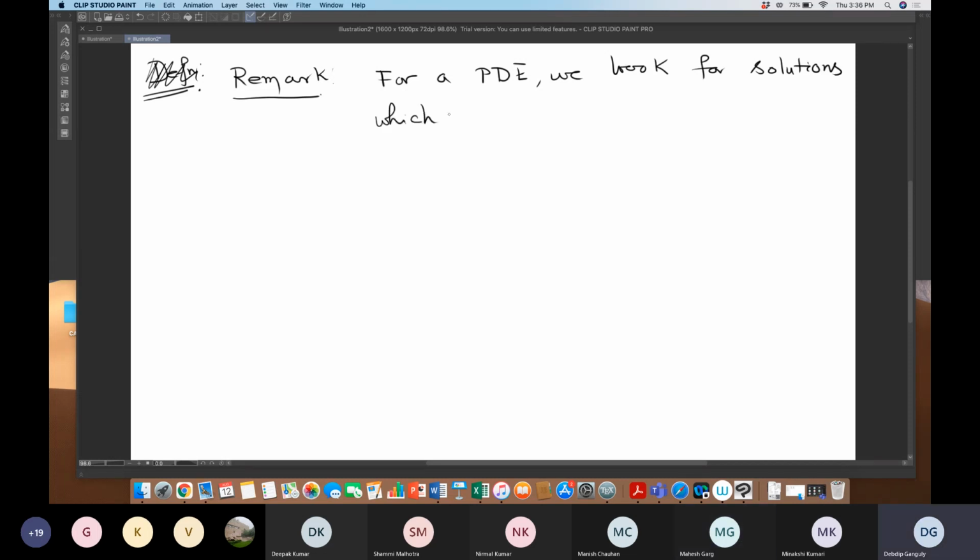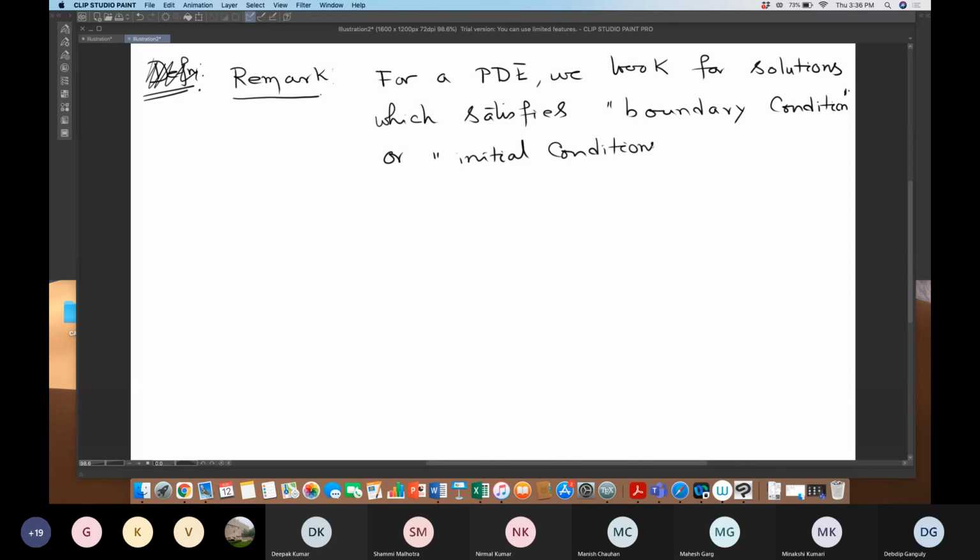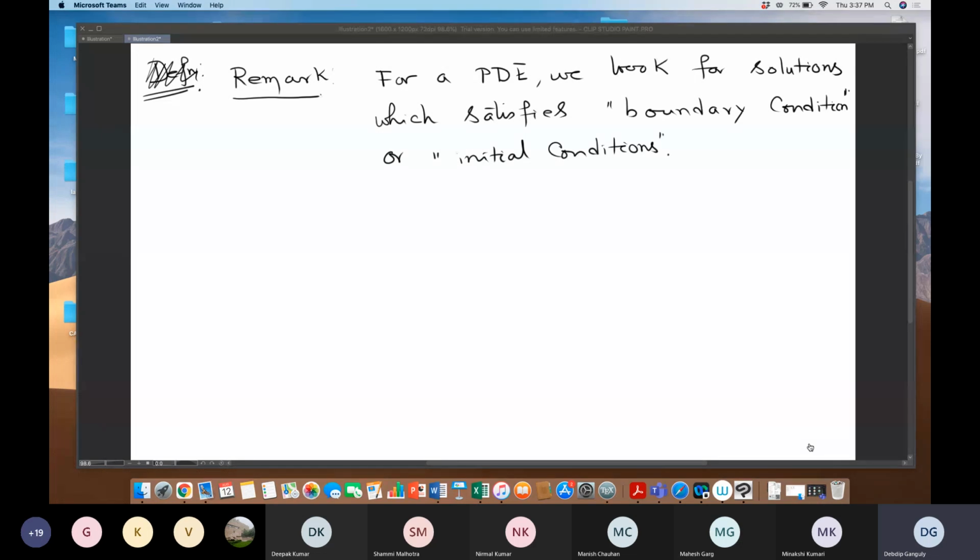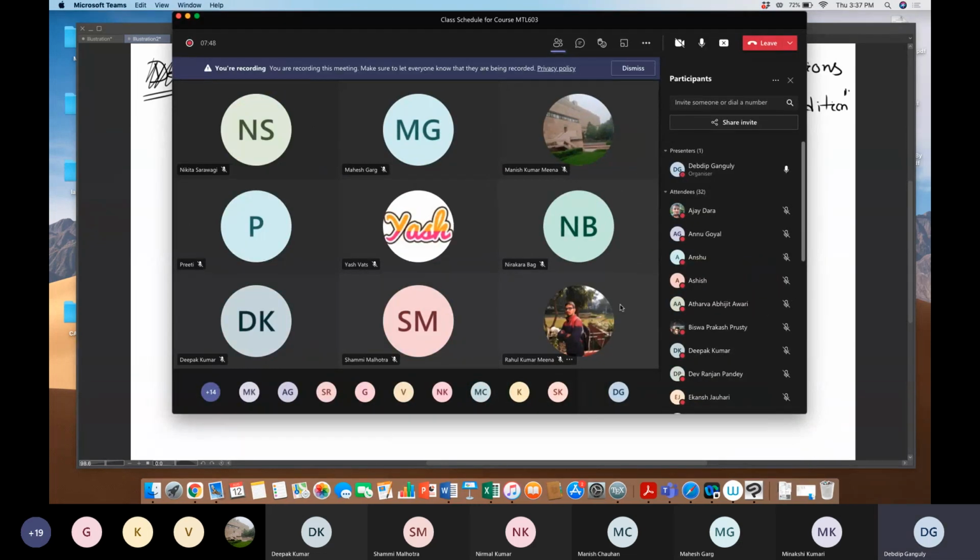Yes, sir. Like in ODE, it satisfies some boundary condition, or an initial condition. So for a PDE, we look for solutions which satisfy some boundary condition or some initial condition. You understand the meaning of that? What a boundary condition and an initial condition are? In ODE you have seen this, right?